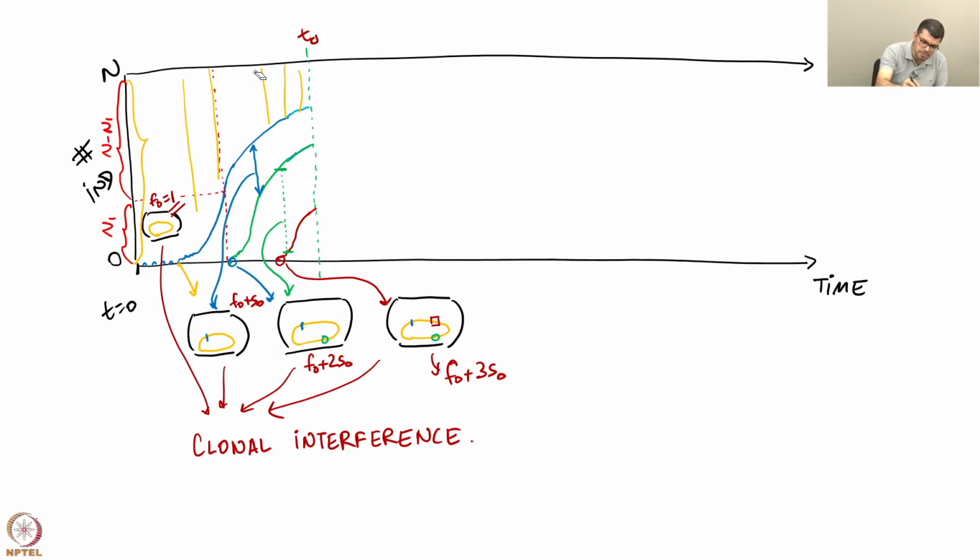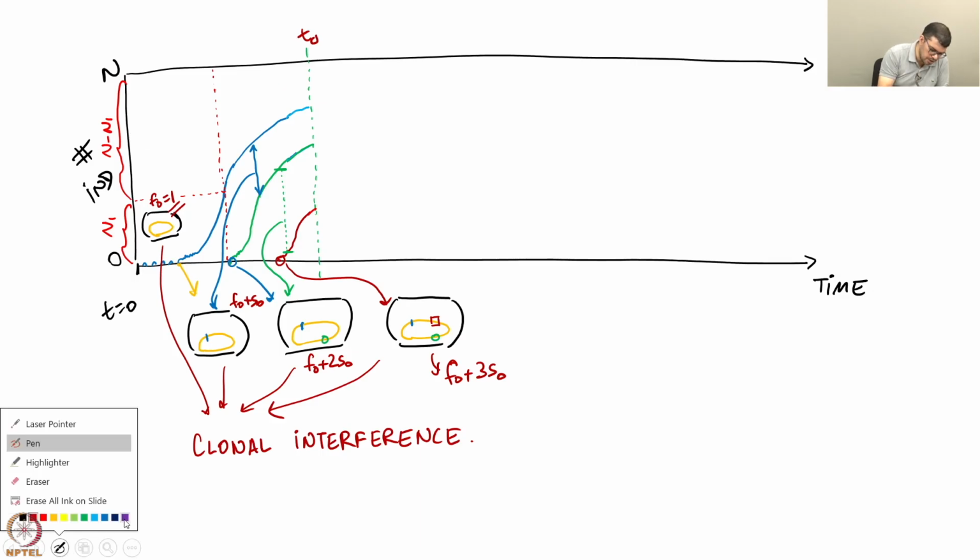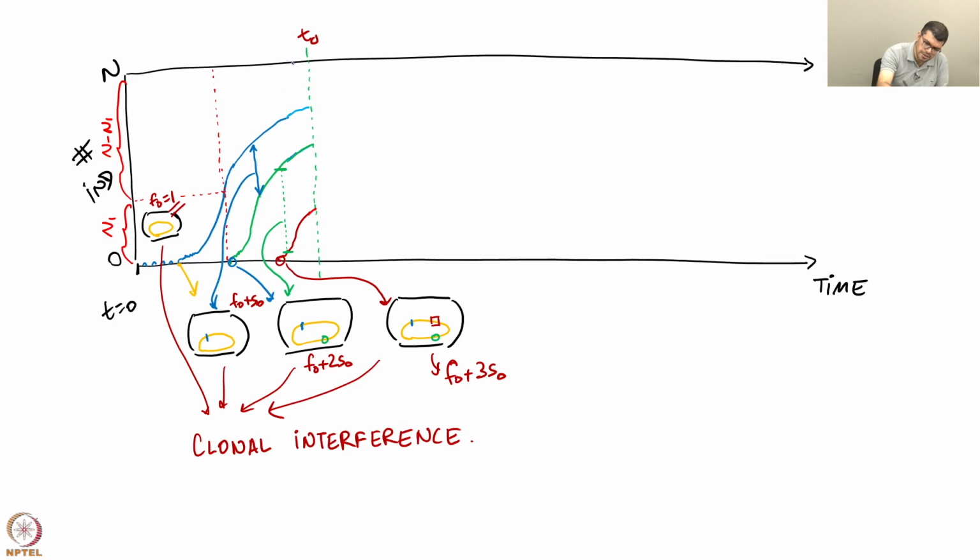So, it is not impossible that there might be a scenario where one of the individuals here, let me pick up another color, one of the individuals here picks up a great mutation, and by great mutation we mean that fitness of this individual is F naught plus, let us say, 6 S naught, which means the fitness of this guy is actually the highest in all the genotypes that exist in the chemostat at this moment, and as a result this individual will start spreading in the population also. So, you might have a scenario where the picture actually looks like this.